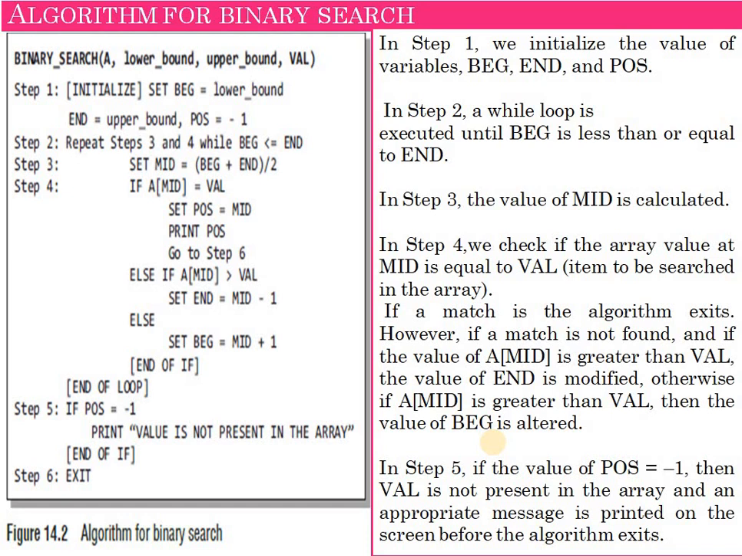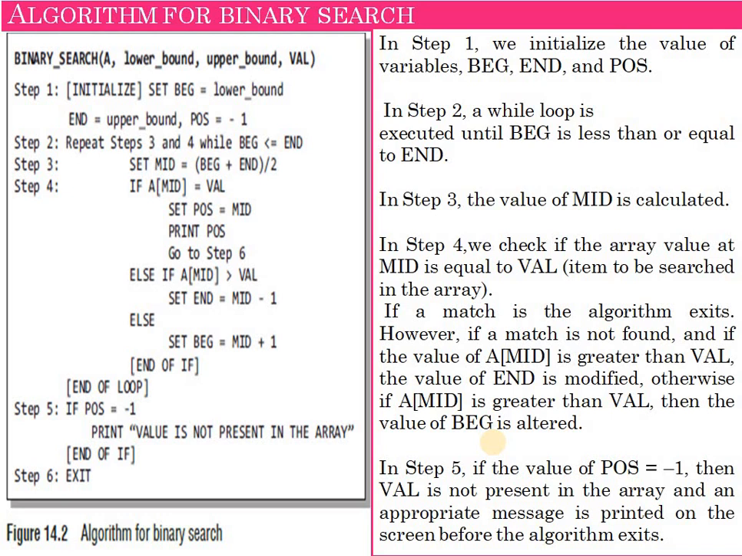To check the left side, we have to alter the end, that is upper bound. We have to set end to middle minus 1, because we have to search the left side. If the element is greater than middle, then we have to check the right side. In that case, we have to change beginning, that is middle plus 1. We are trying this for each subsection also.